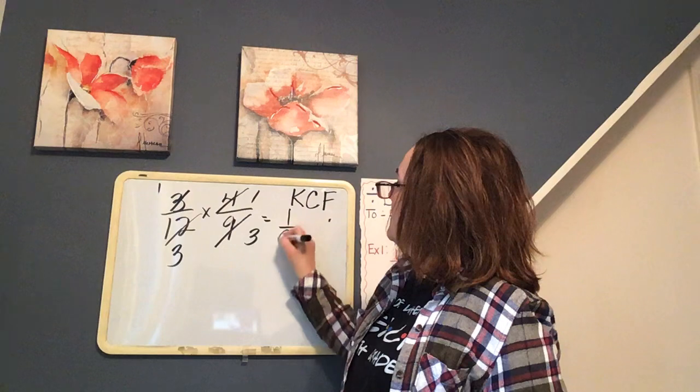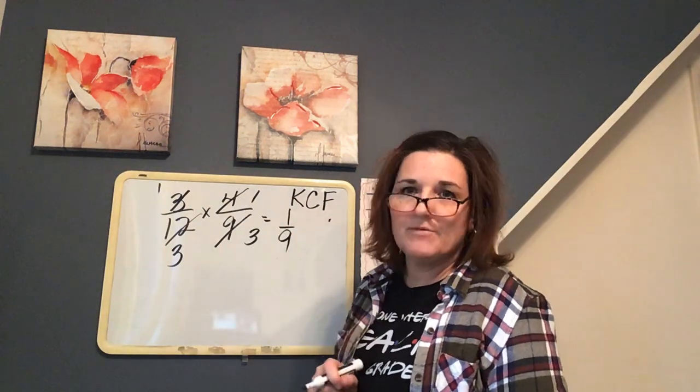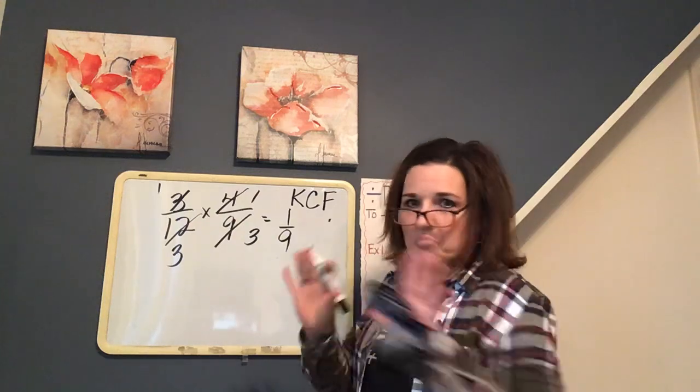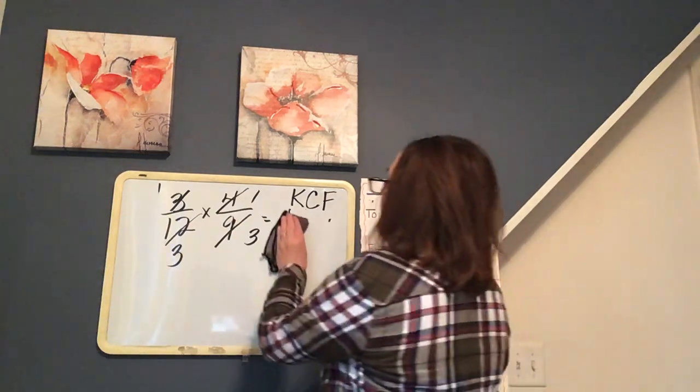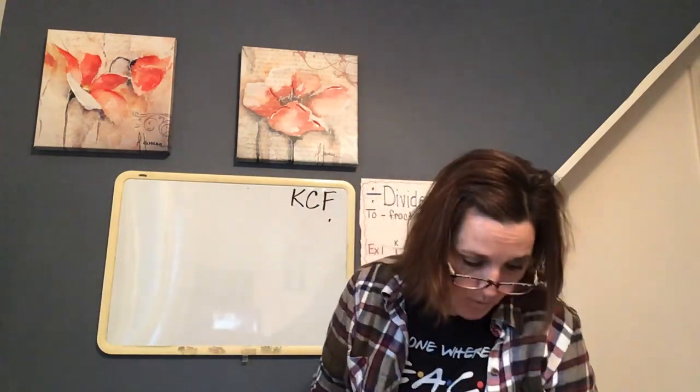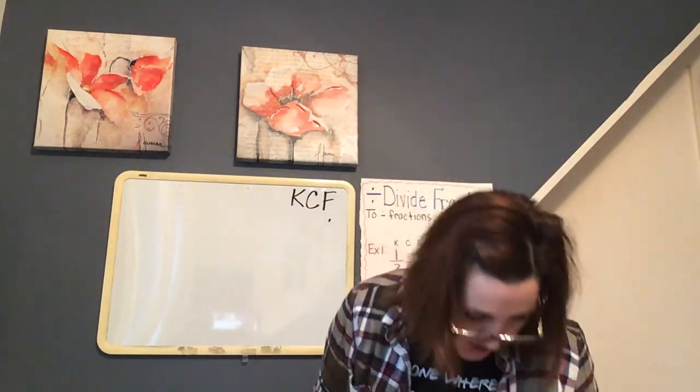Now when you multiply, you get 1/9. You don't have to worry about simplifying. You're simplifying ahead of time. Again, if you don't want to worry about it, don't. That was a little commercial. Let's go back to dividing. One more, because the video is getting kind of long.